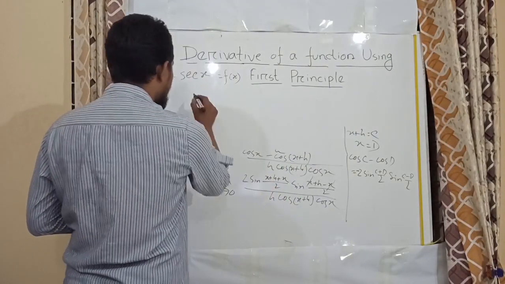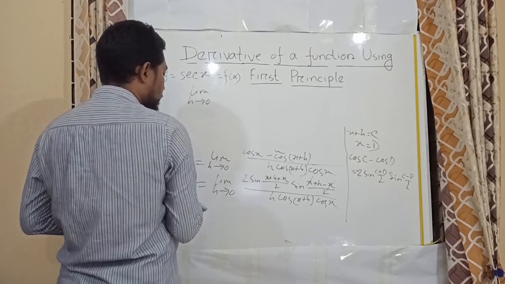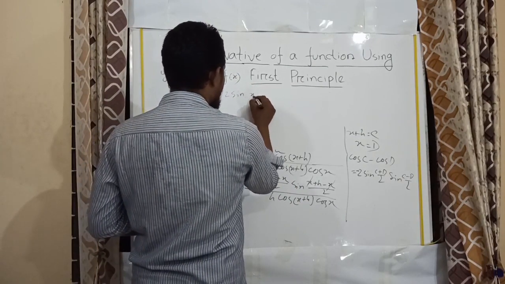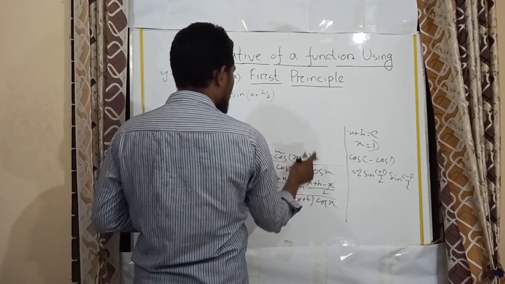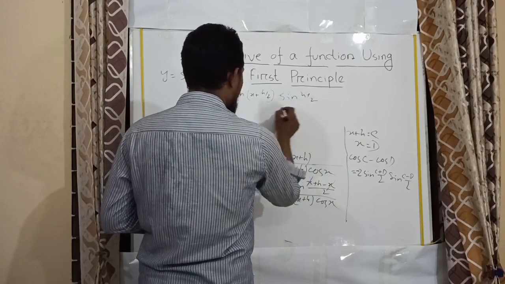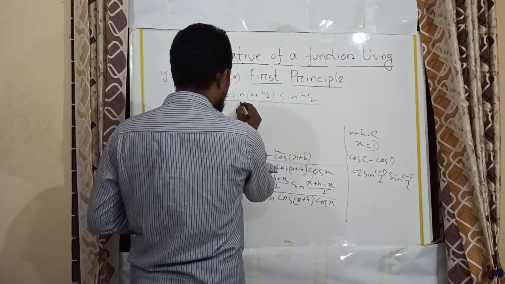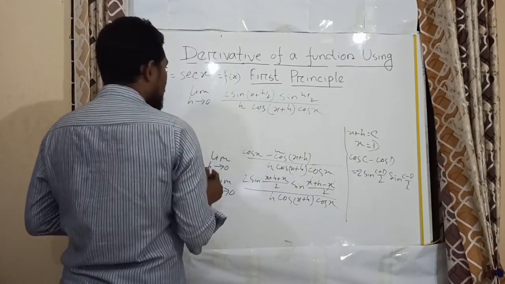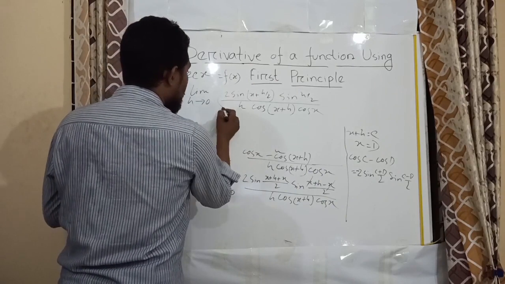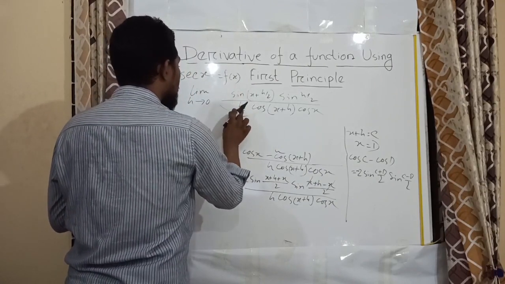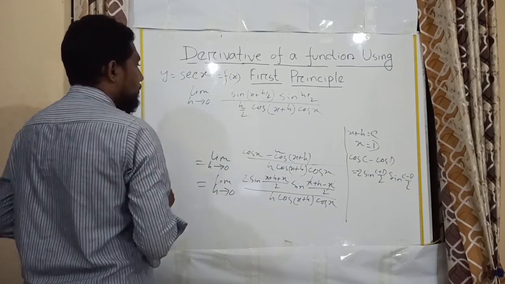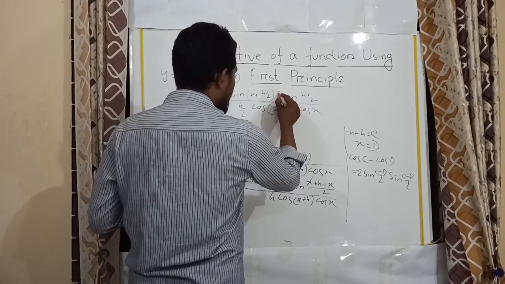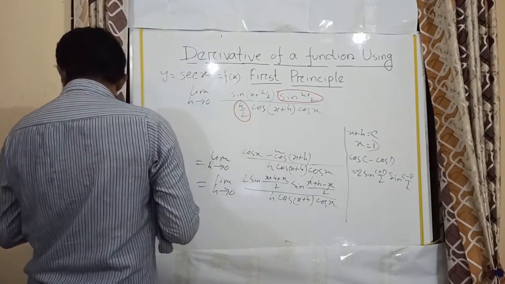So we will write here limit h tends to 0, and here we're getting 2 sine (x plus h) by 2 sine h by 2 divided by h cos (x plus h) cos x. As these two will come here, so try 2. So now again we will use another formula. Previously we have done this already, h by 2, h by 2. So now we will split it up.